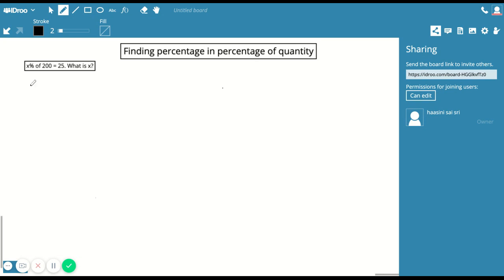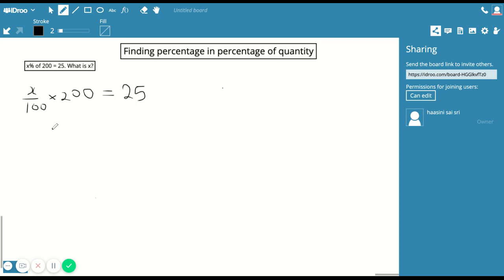So, I'm going to write this mathematically. If you see this, x percent can be written as x upon 100. Now, of means multiplication. So I am going to keep a multiplication here. Now 200 is written as the same. Now is equal to 25. So I just rewrote the question completely in mathematical terms.